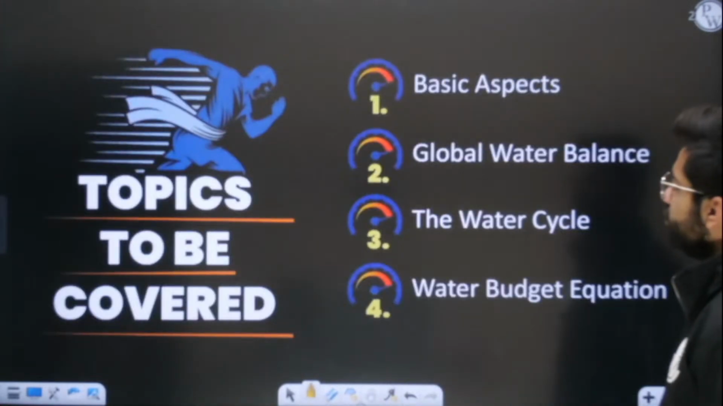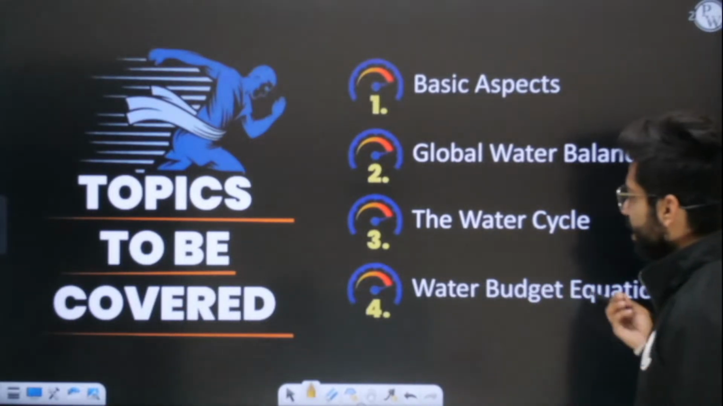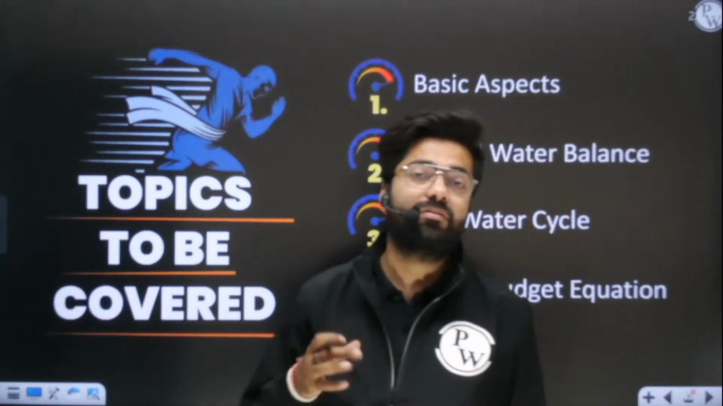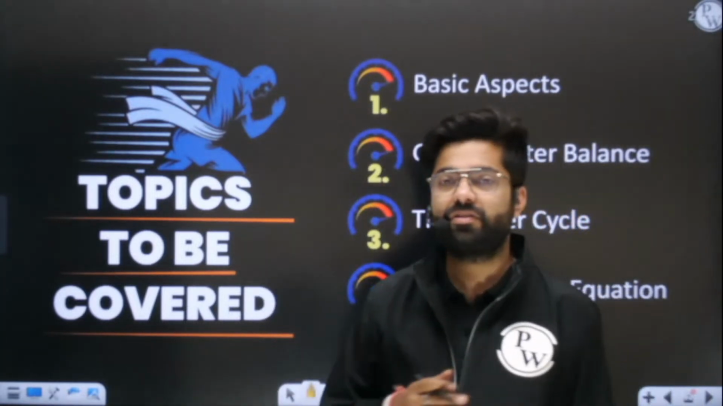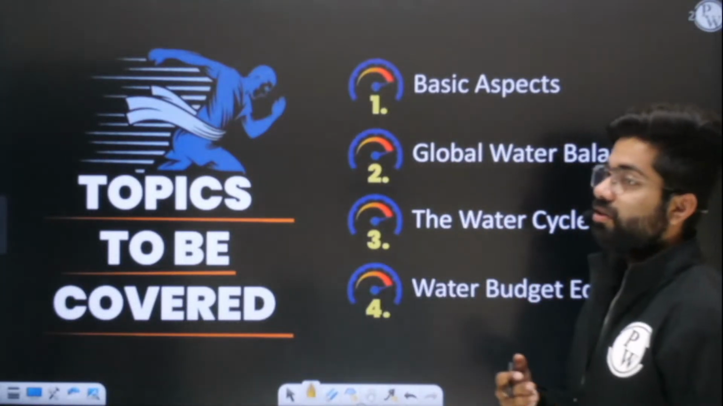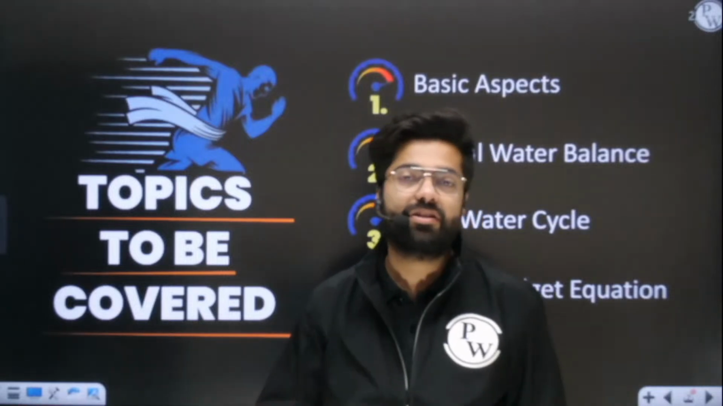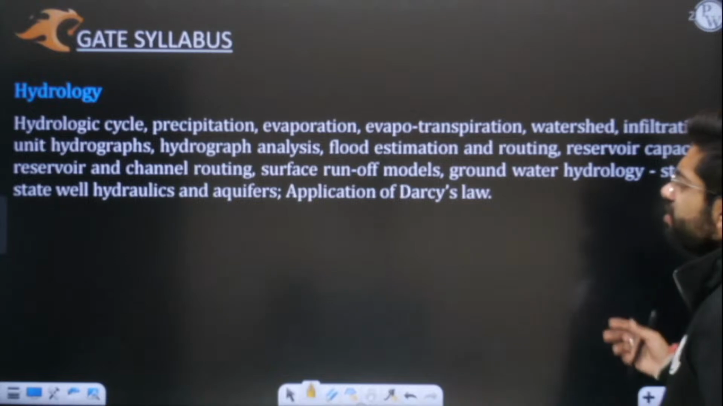Today in this class we will try to cover the basic global water balance, like how water is distributed on this entire planet Earth. We'll discuss it in the very first point. Then we'll discuss what the water cycle is and what the various phases of the water cycle are. After that we'll go on to the water budget equation. These are today's topics.